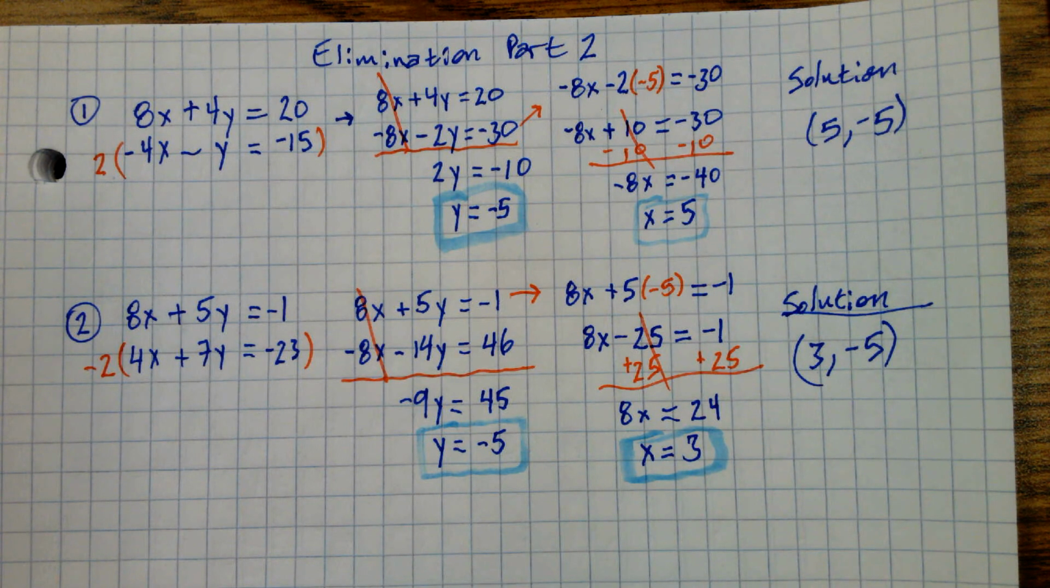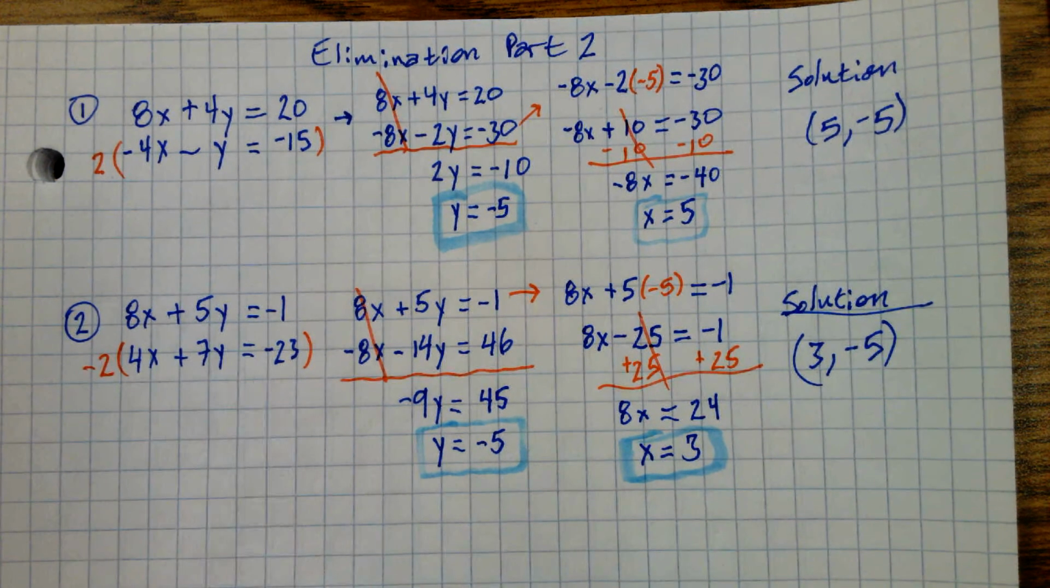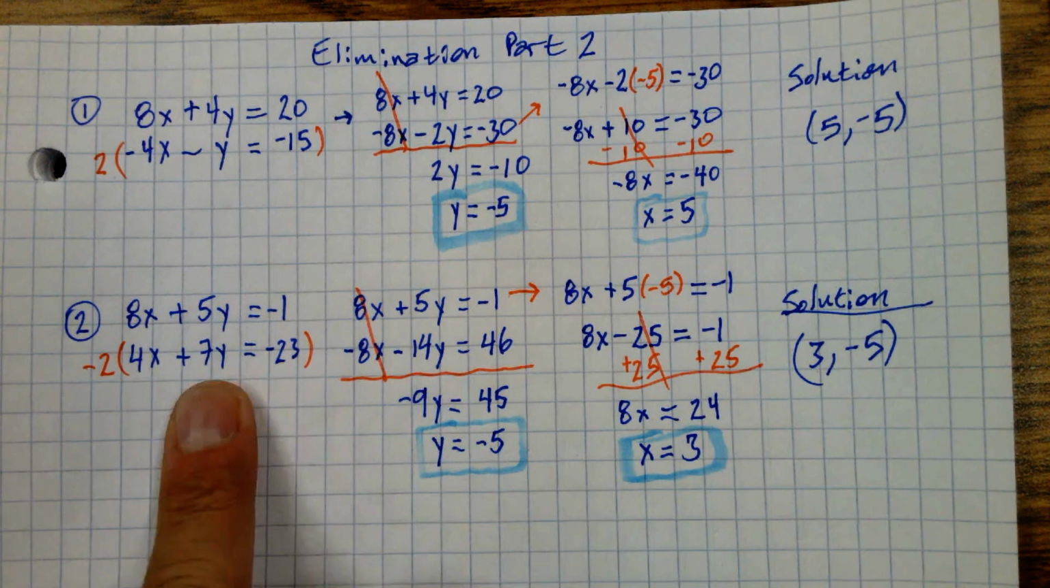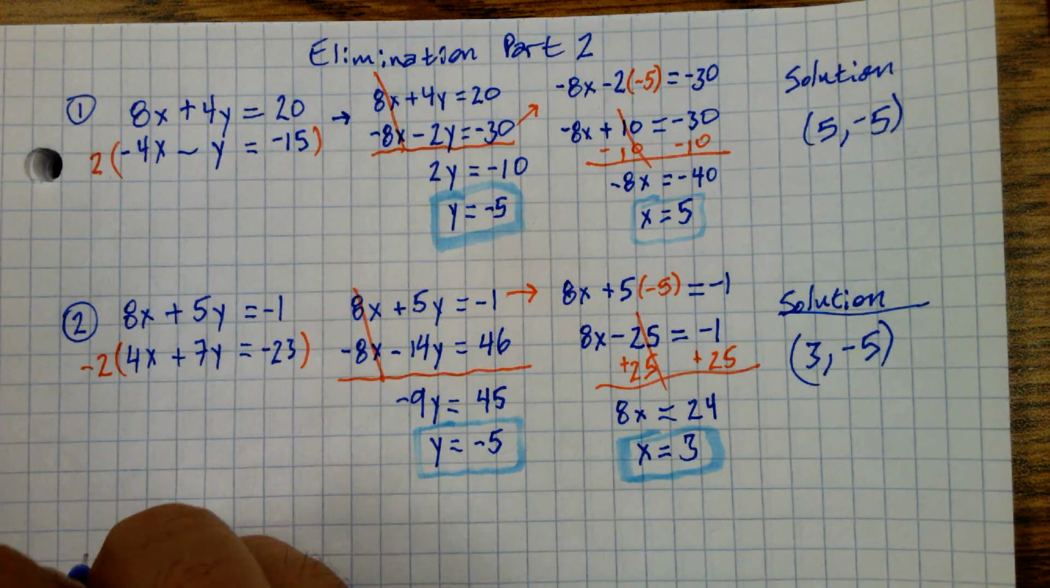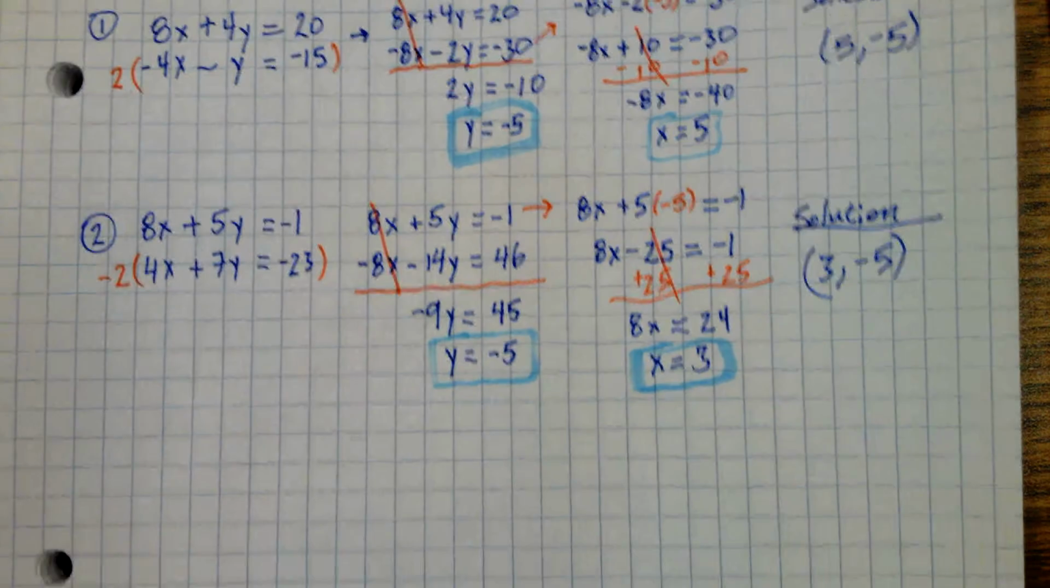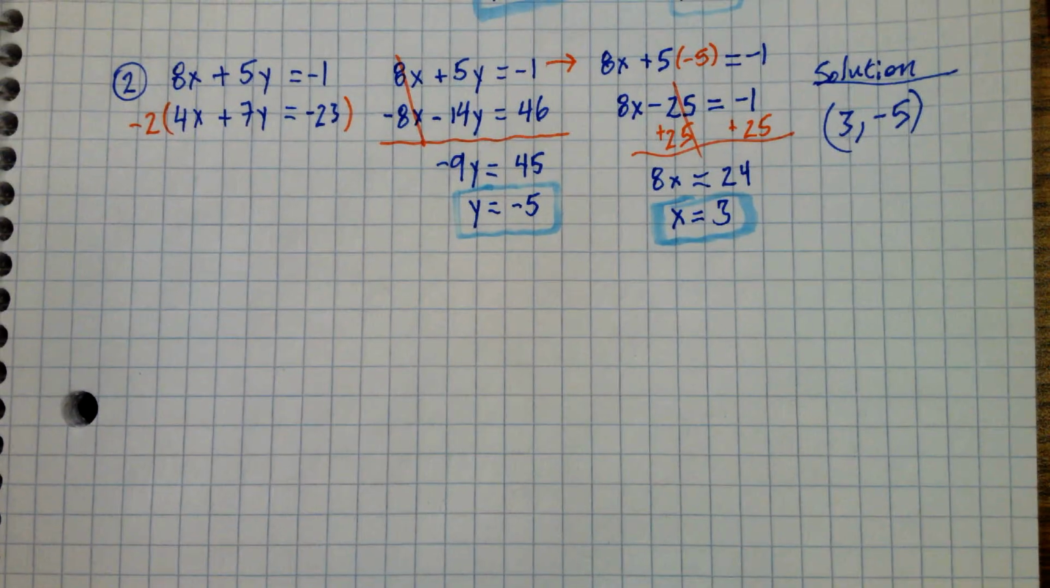All right. So that's kind of the general idea. Look for what's called the path of least resistance, the easiest way to get to eliminate something. Because you can figure out how to eliminate either one of these variables, but sometimes it's tougher, sometimes it's easier. All right. Let's do a third one.